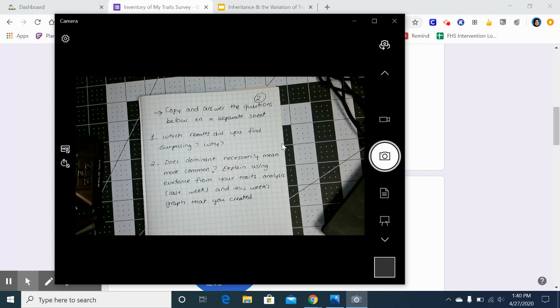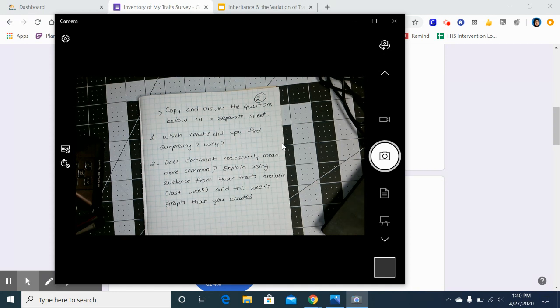So I'm not going to say what the right answer is, but I want you to go to the Google document that you shared with me last week, open that up, and then go to the graph that you just worked on, the bar graph. Explain your answer using evidence from your traits analysis and this week's graph that you created. So maybe you want to find a dominant trait and see, is it always more common, or does dominant not necessarily mean more common?